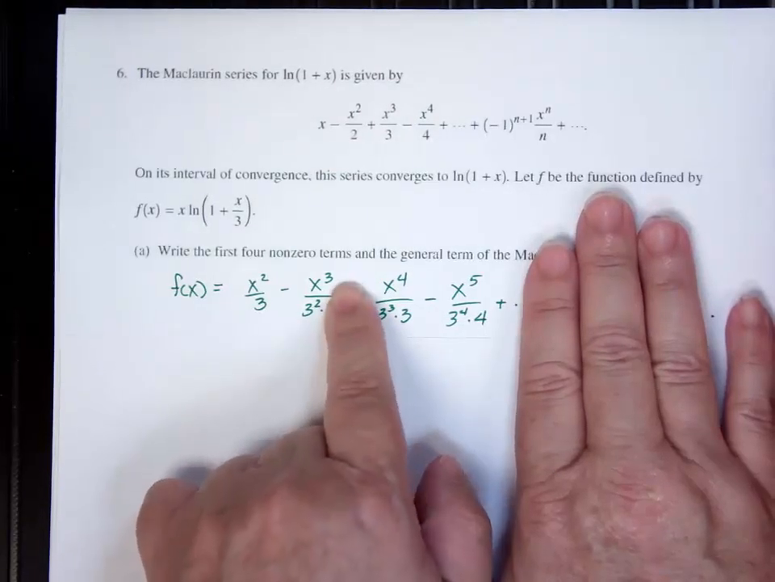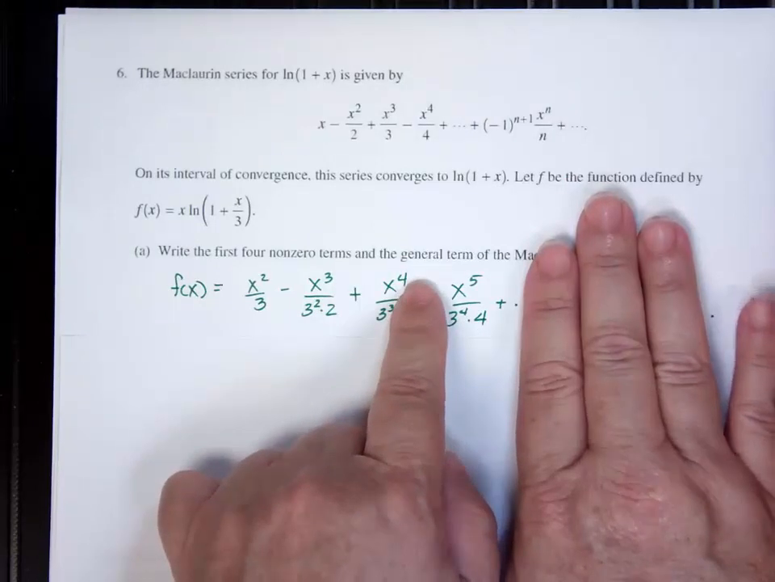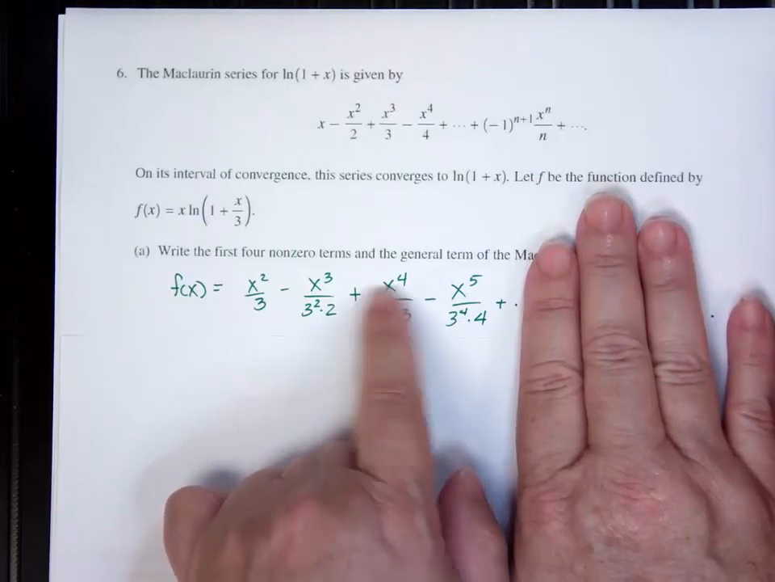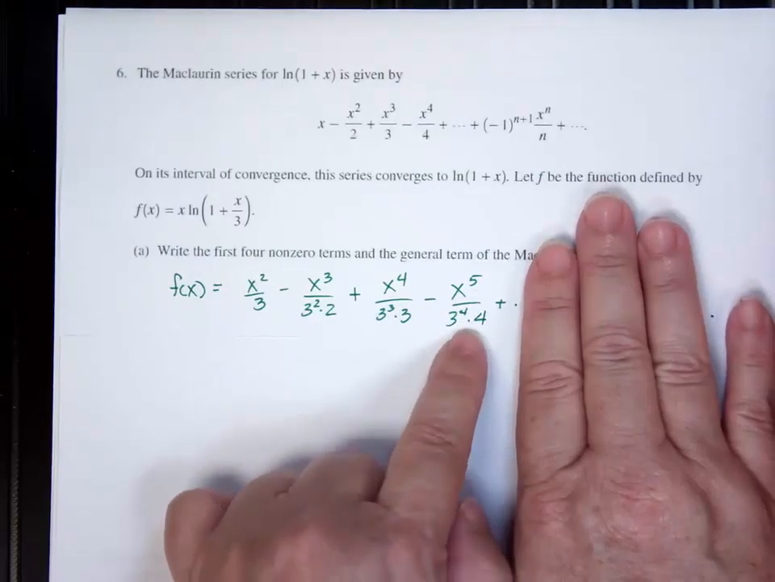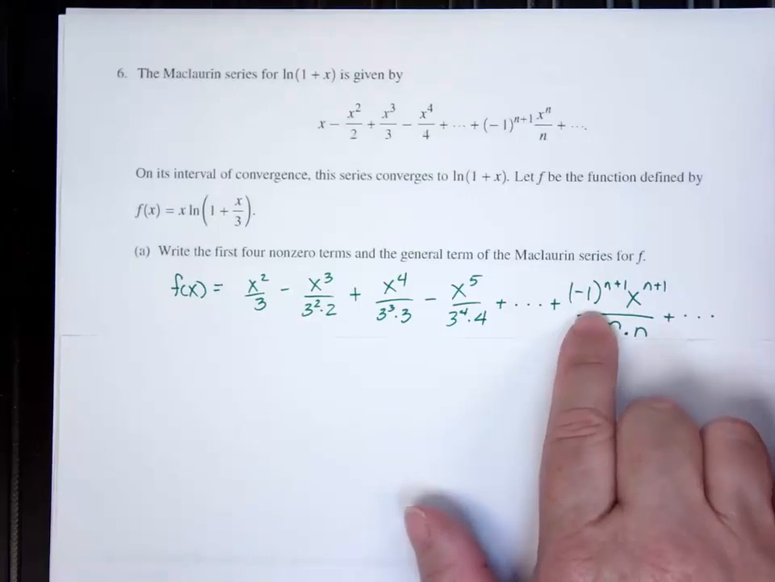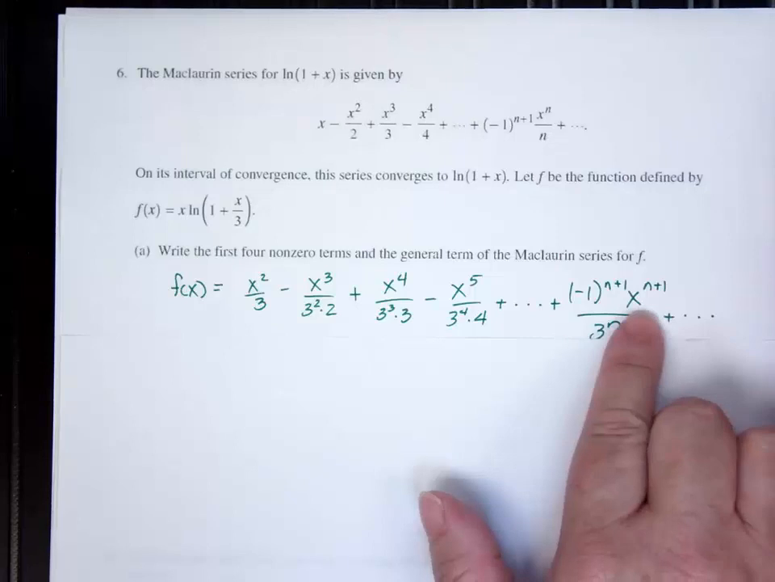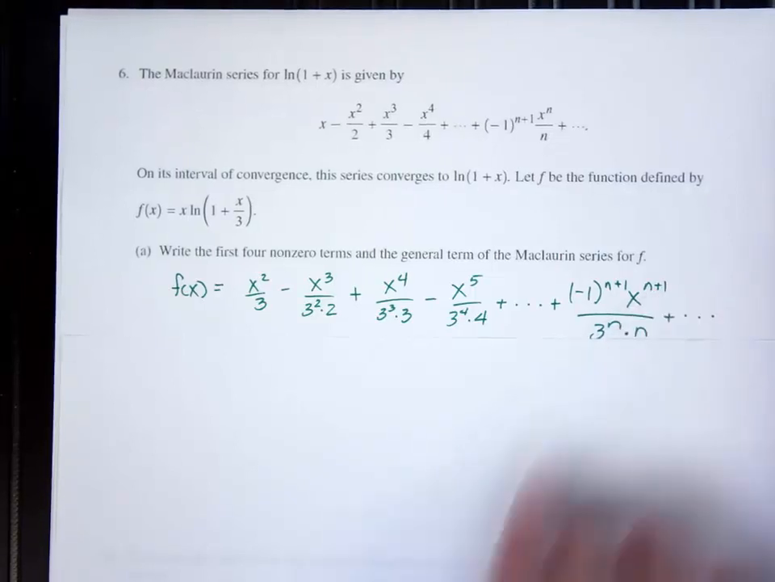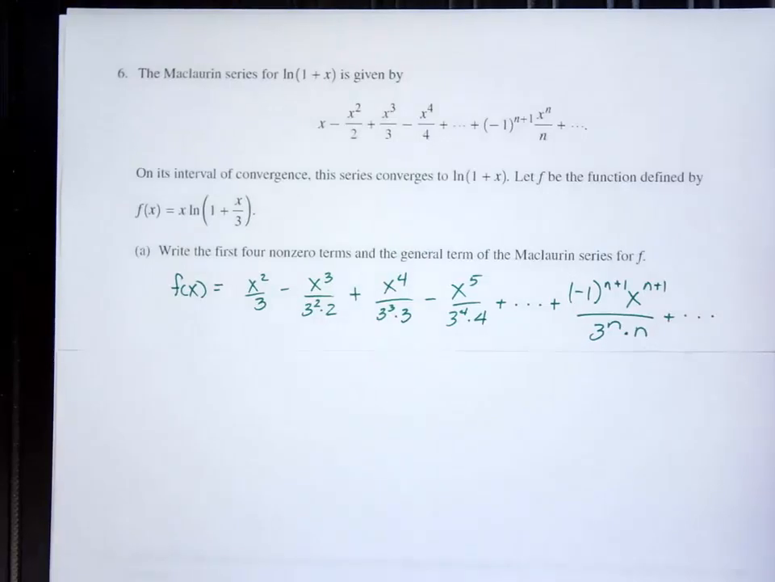This x changes to x cubed over 3 cubed, but it gets another x, so it's x to the 4th, and so on. And then you can see the pattern. X to the 5th, 3 to the 4th, and 4. And then when you get to the general term, it's an alternator, so it's -1 to the n plus 1, x to the n plus 1, because it's 1 higher than it was before, over 3 to the n times n. So there are the first 4 terms and the general term.